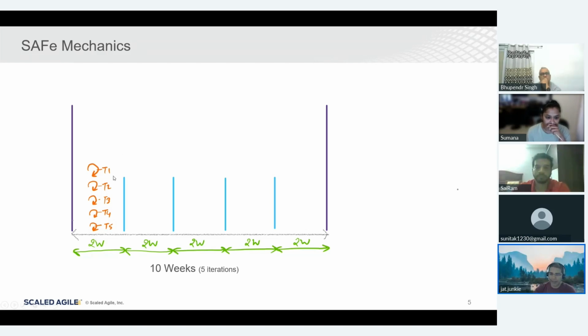After the end of 2 weeks, we have something called a product increment, right? So there's a deliverable that comes out and we'll talk about it. In the first iteration, development happens. In the second iteration, development happens. Development happens in the third and the fourth iteration. However, the fifth iteration is a special one. It is called the innovation and planning iteration.